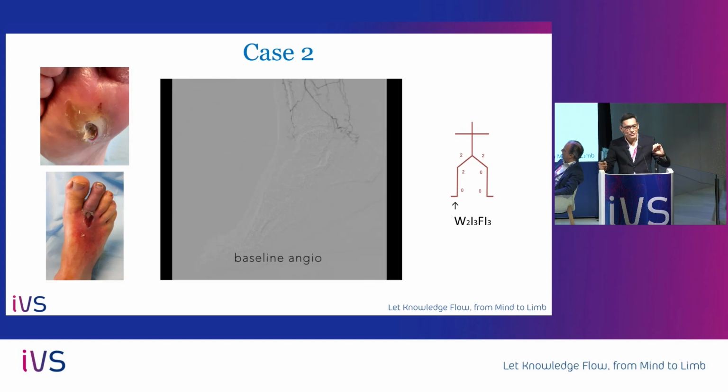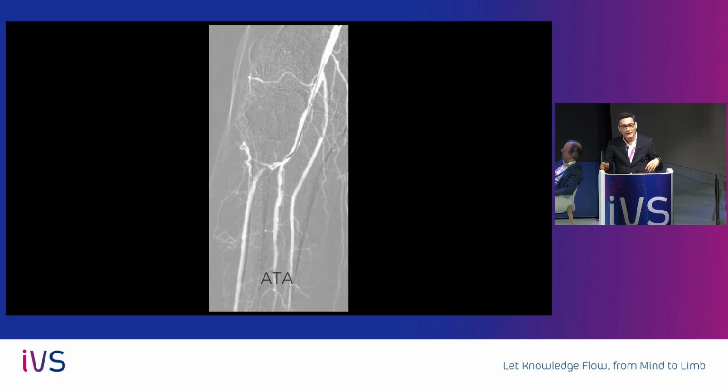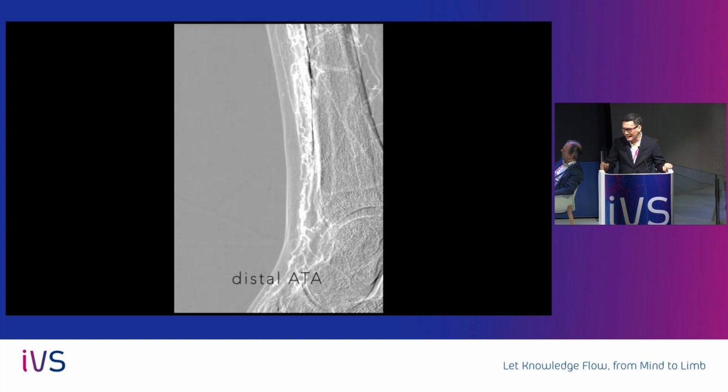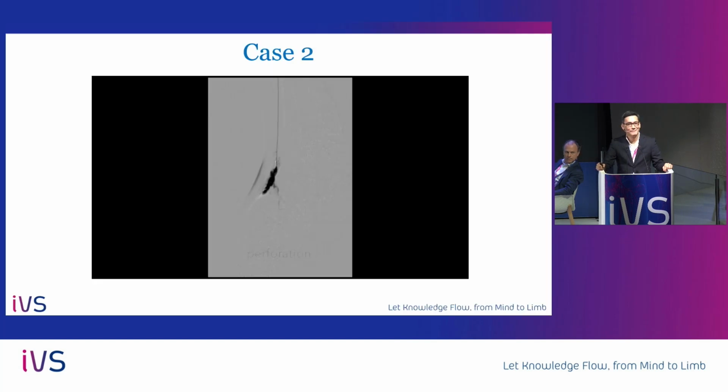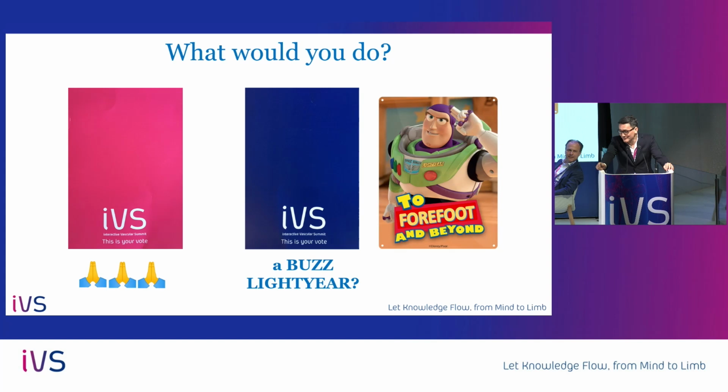So we initially tried to recanalize, as you can see, the anterior tibial. We crossed through the lesion quite nicely, and then we arrived at the foot and perforation. So perforation, no vessels at the level of the foot. What to do, guys? Raise your cardboards, red, pray, and pray.